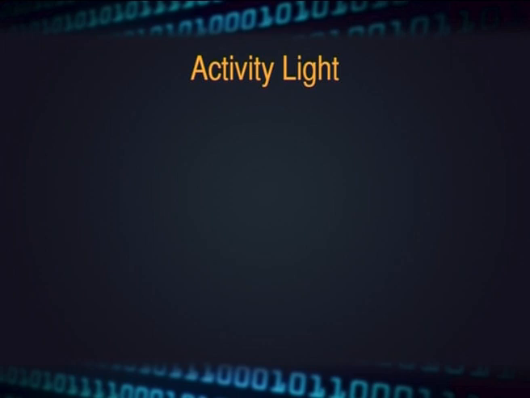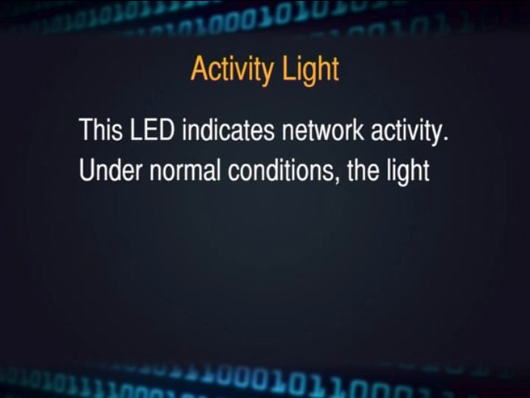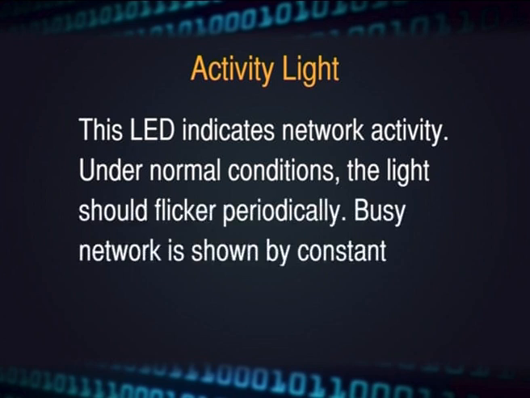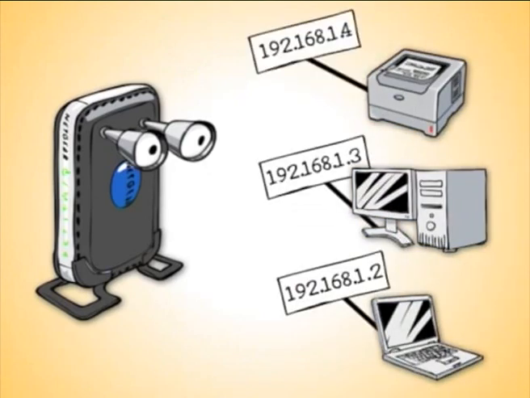Activity light. This LED indicates network activity. Under normal conditions, the light should flicker periodically. Busy network is shown by constant flickering. In network, each workstation has to be assigned with its identification number or address.